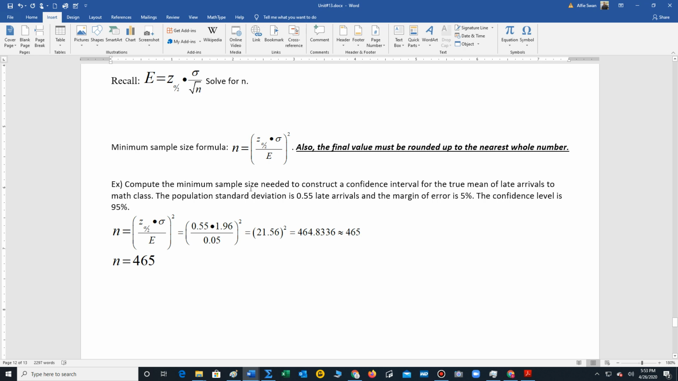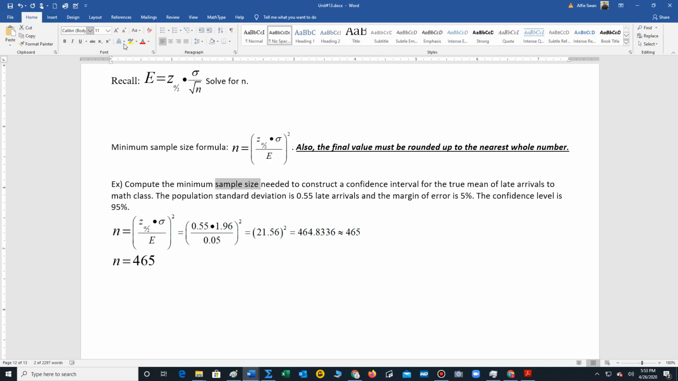So compute the minimum sample size. Right there, that's our clue. We want to calculate the minimum sample size, that's n, needed to construct a confidence interval for the true mean of late arrivals to math class. The population standard deviation is 0.55 late arrivals, and the margin of error is 5%. The confidence level is 95%. So remember, using our table, if we look up 95%, that tells us that z is 1.96, the standard deviation is 0.55, and the margin of error is 5%.